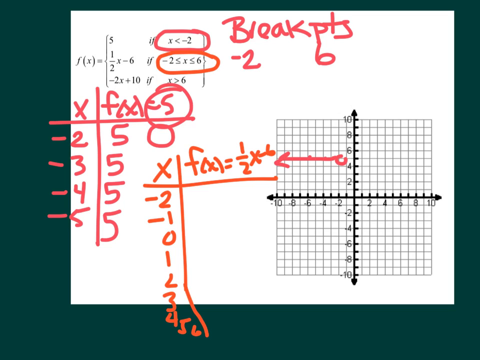I'm just going to carefully plug them in. Half of -2 is -1, minus 6 is -7. Half of -1 is -1/2, minus 6, -6.5. If I plug a 0 in, I get -6. If I plug a 1 in, I get 1/2 minus 6 is -5.5. If I plug a 2 in, I get 1 minus 6 is, whoops, -5. And you can keep going and fill out that table.